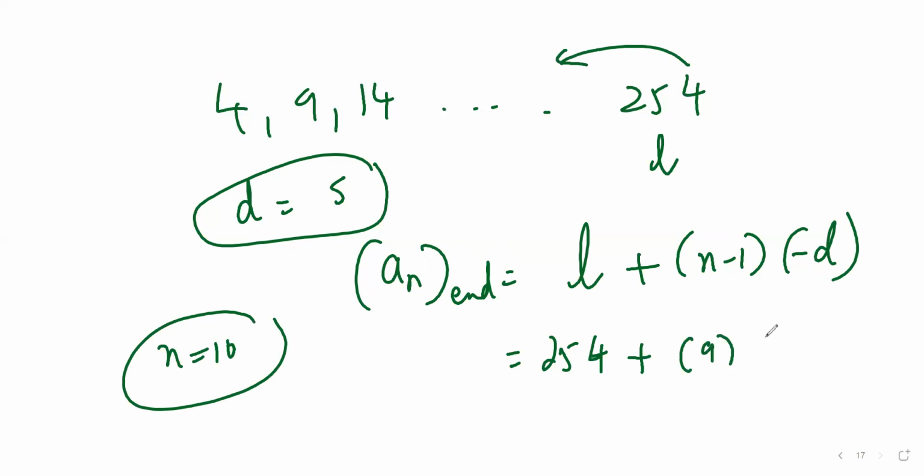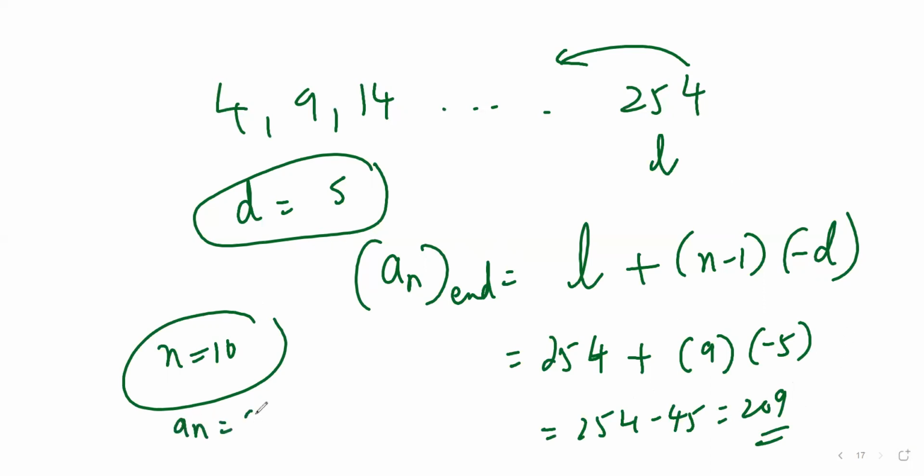So 10 minus 1 is 9 into minus 5. So it is 254 minus 45. It will be 209 in this case. So this is an example. If I ask you the 10th term, just the 10th term, it will be AN is A plus n minus 1 into D. There's no need to make any changes. Only if they say the nth term from the end, you have to go that way.